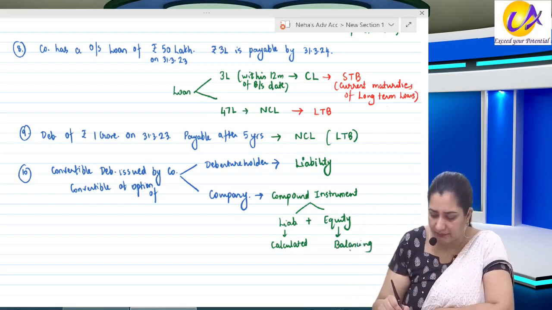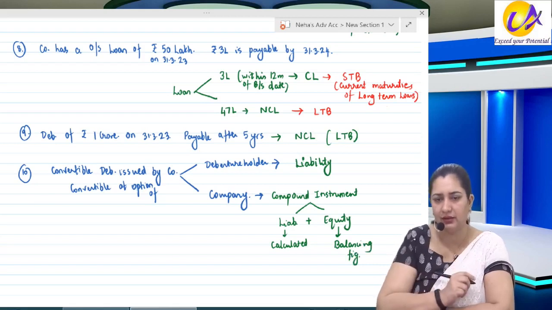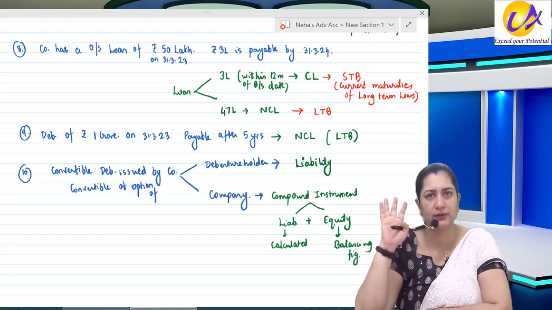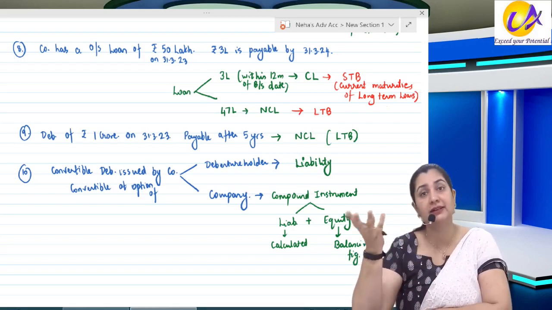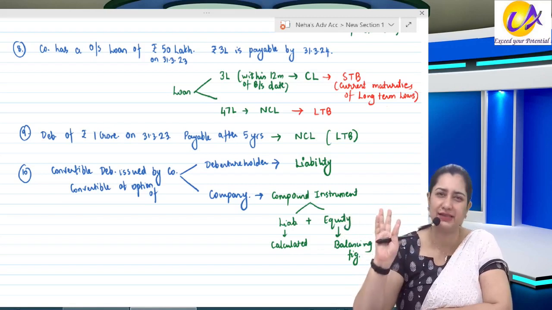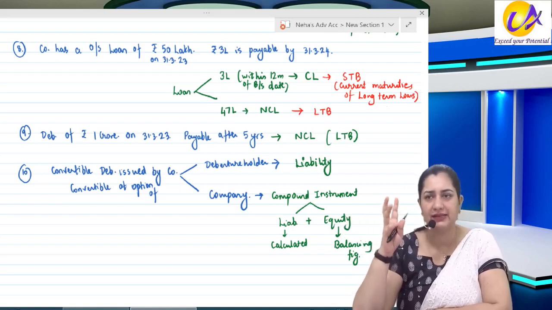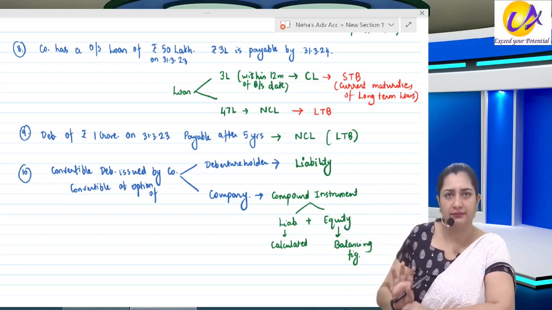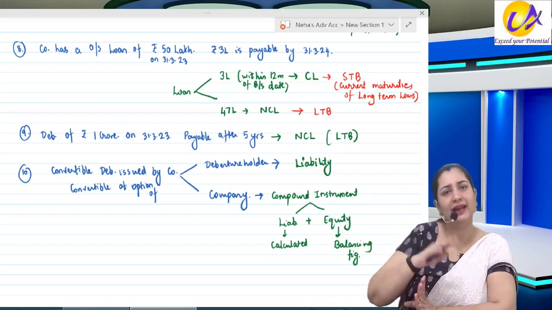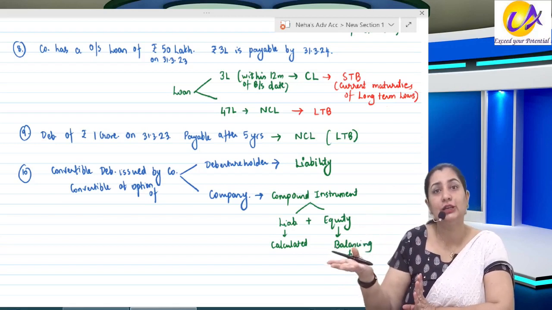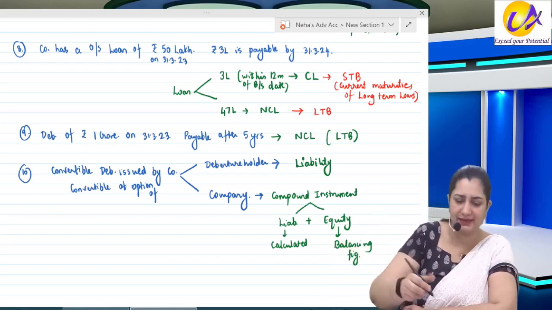So for example, your debentures are of 1 crore. After calculation of the liability, it comes to 90 lakh. How is the liability calculated, ma'am? That we will learn in CA final. But right now, the present value is calculated. That 90 lakh will be shown as liability and the remaining will be shown as equity. So 10 lakh will be the equity. Okay, so this will be the balancing figure.